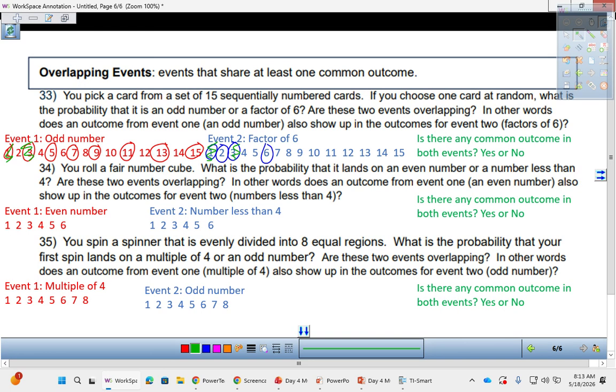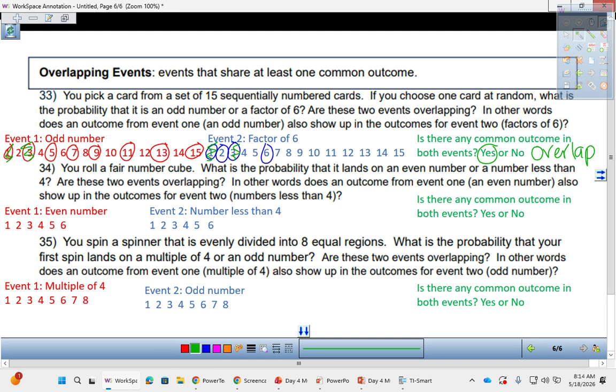So these are overlapping probabilities because is there any common outcome? Yes. If yes, then they overlap. If no, then they're mutually exclusive. So that's the difference between the two. It really helps to write out the events and physically see them to see the overlap, okay? So is there a number that's odd and a factor of 6 at the same time? Yes. 1 is odd and a factor of 6. 3 is odd and a factor of 6. Overlap.